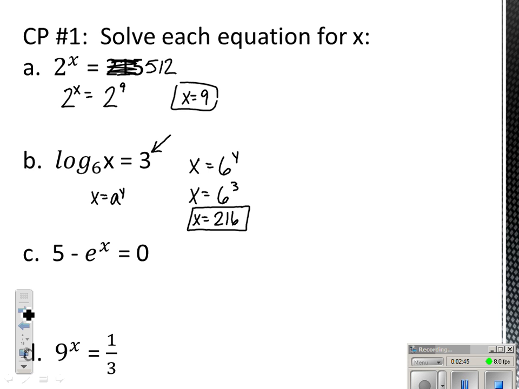Okay, letter C. First thing I'm going to do on letter C is move 5 to the other side. So I end up with negative e to the x is equal to negative 5. Divide both sides by negative 1 and get rid of those negative signs. Now, with the e in there, we know we're looking at natural logs. So ln of e to the x is going to equal ln of 5. We know that the natural log of e to the x is x. That's from the earlier part of our chapter. So x is equal to ln of 5.